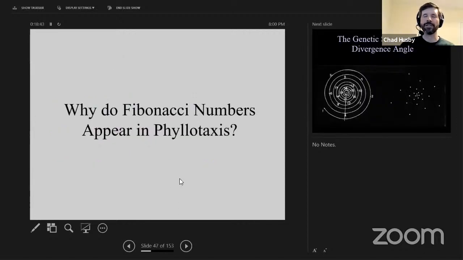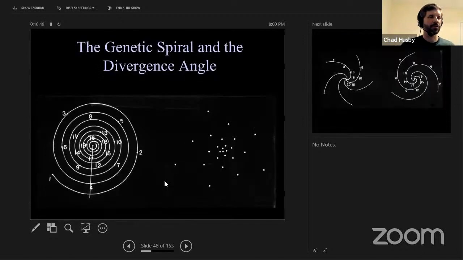So the big question is, where does this pattern come from? Because it looks almost too good to be true, but it's definitely there all over the plant kingdom. And it turns out that the explanation is simpler than people used to think, but still very interesting.